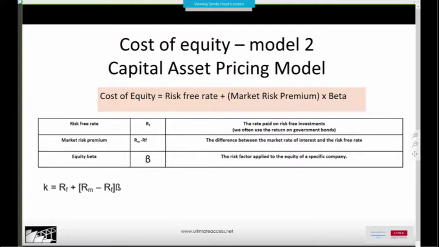We now move on to the second model, the capital asset pricing model. And here, again, we've got a formula at the bottom as it would appear on an exam formula sheet. The risk-free rate, the rate that's paid on risk-free investments.